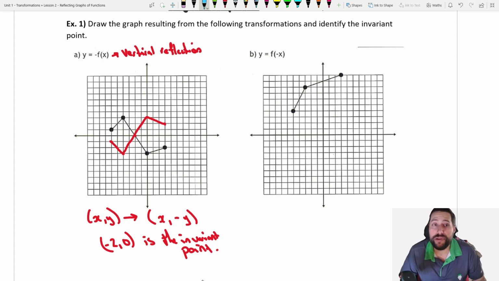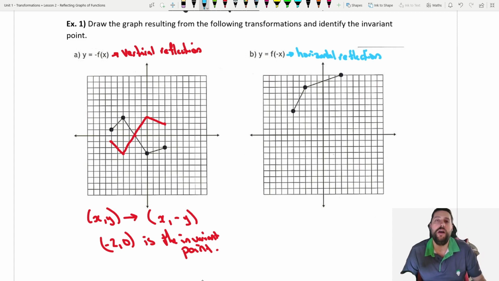Moving on to part B. Part B says y is equal to f of negative x. So this is going to be a horizontal reflection, a reflection over the y-axis. This is going to be your horizontal reflection.